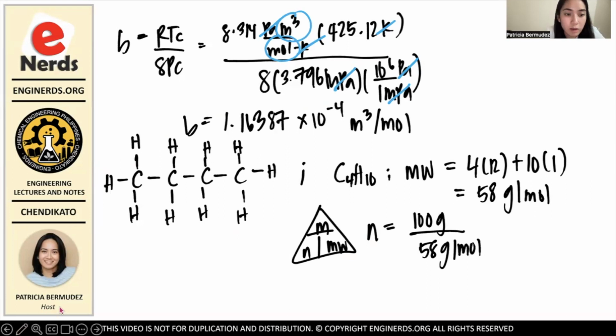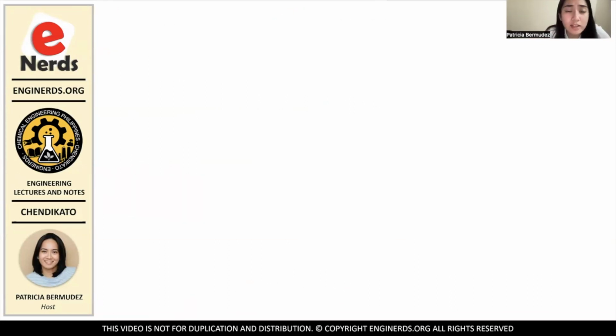So makikita natin na makakancel yung grams. And itong per mole sa denominator, mapupunta siya sa numerator. And the number of moles of butane present here is 1.72414 moles.